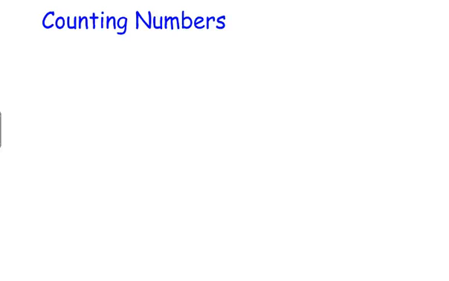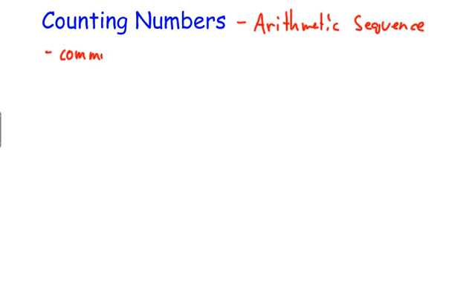So when we talk about counting numbers, what we're trying to really talk about is counting numbers in what's called an arithmetic sequence. And an arithmetic sequence is a sequence with a common difference, meaning the difference between any two successive numbers is the same.